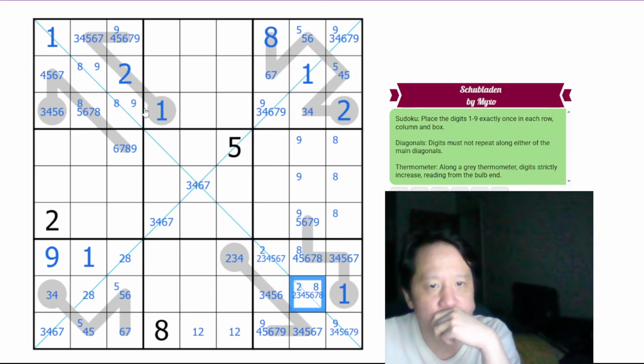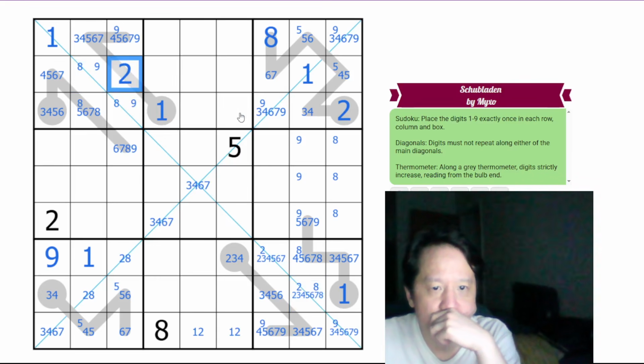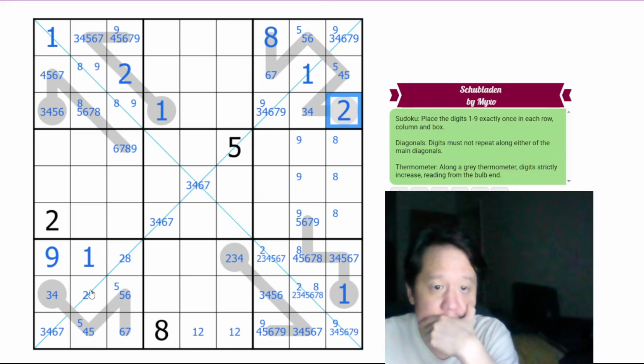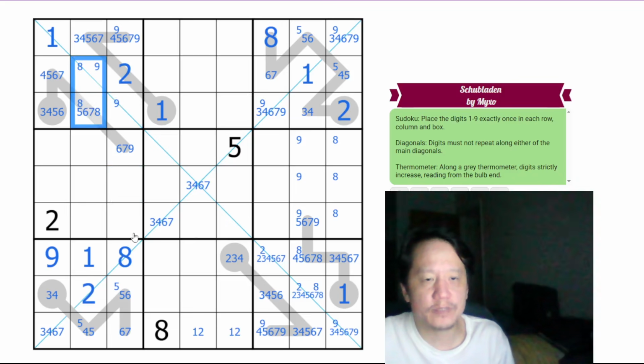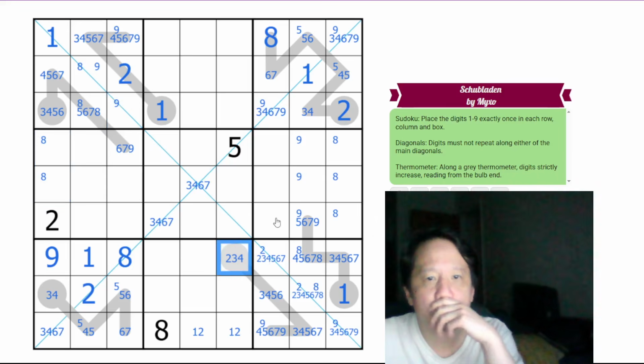What else do we have here? 2 is here, 2 is here. So this can't be 2. This is 8, which makes this 2 there. 8 eliminates 8 in the rest of the column. So 8 has to be one of these two here. So that means 8 is one of those two there.